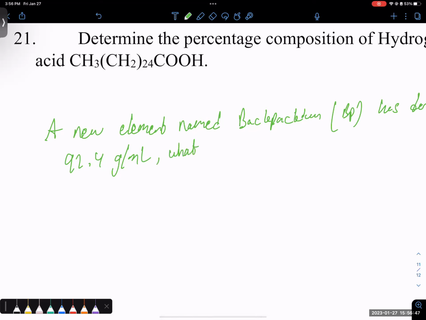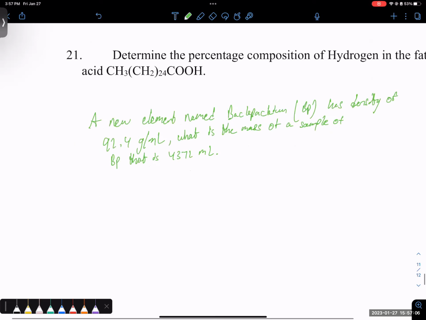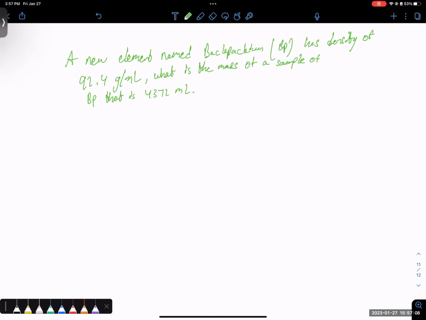What is the mass of a sample of backpackium that is 4,372 milliliters? I'm just making up numbers. This is literally how I made all the questions on this thing. I was just sitting there, okay, random number. All right, my Zoom people, my party people, how do you guys go about solving this problem? What will be your first step?